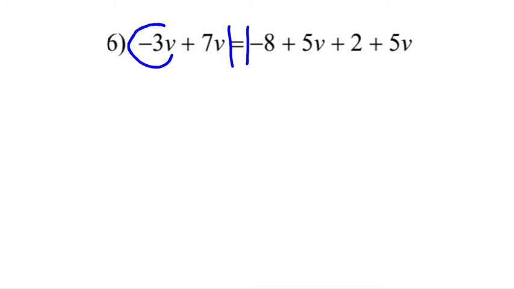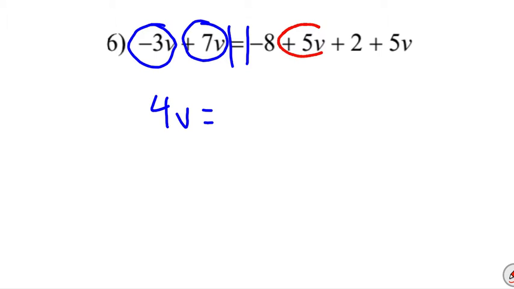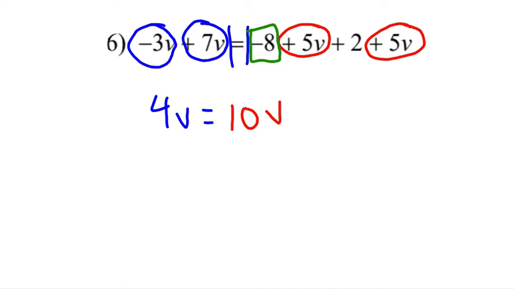But right here I have a negative 3v plus a 7v, which is a 4v. Again, we're only adding the numbers out front. We're not doing anything with the v. Next, over here on my right-hand side, I have a 5v, and I have another 5v. So add those. 5 plus 5 gives me 10v. Then also maybe you recognize that I have some other numbers over here that can be combined together. I have a negative 8, and I have a plus 2. Negative 8 plus 2, break out your calculator, negative 6.